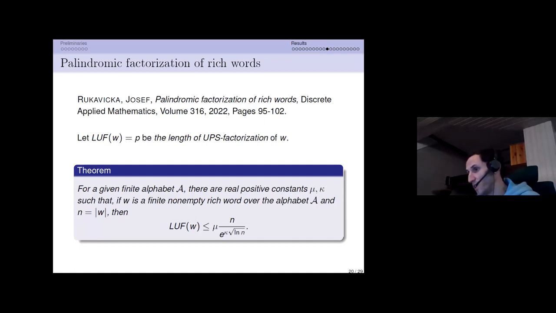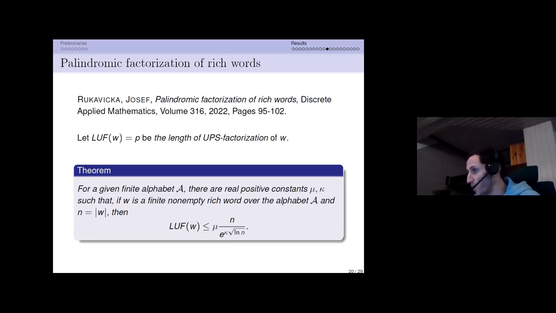In the palindromic factorization that I used in 2017, you may remember the formula was n divided by the logarithm of n. So this is a significant improvement of this bound. And currently, this is the best upper bound for the palindromic factorization of rich words. And not only this, I hope it will be possible to use this upper bound to derive some good upper bound for the number of rich words.